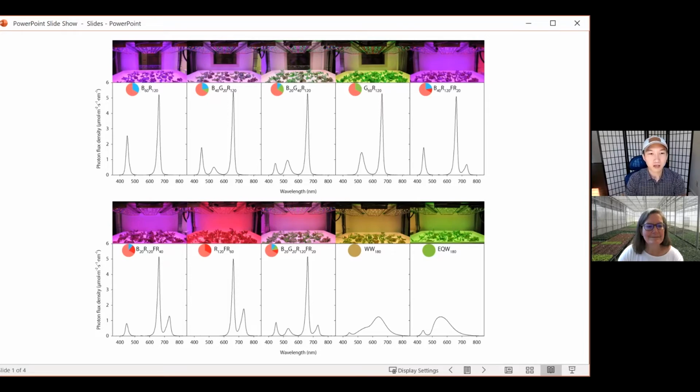In this experiment, our light sources were light-emitting diodes, or LEDs, as you can see in these pictures. The LEDs have distinct peaks for each light color.